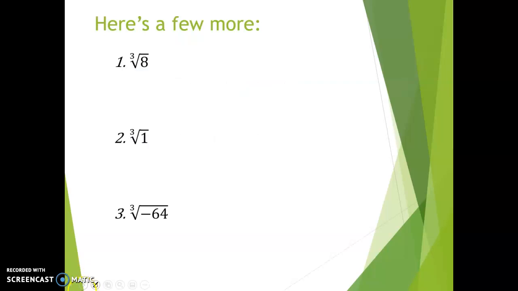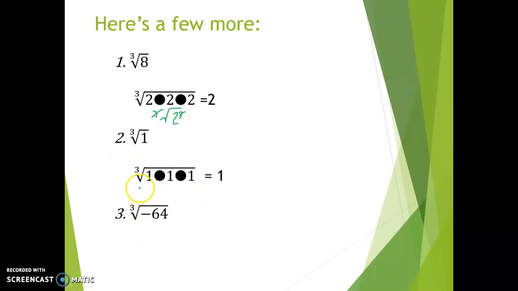All right, try these on your own. Check your work after you've had a chance to work these out. Okay, 8 is just 2 times 2 times 2. And the cubed root of 2 cubed, the cubed root and the third exponent cancel, so we're left with 2. Cubed root of 1, well, 1 is just 1 times 1 times 1. Again, the cubed root of 1 cubed. The cubes cancel each other, and we've got 1.